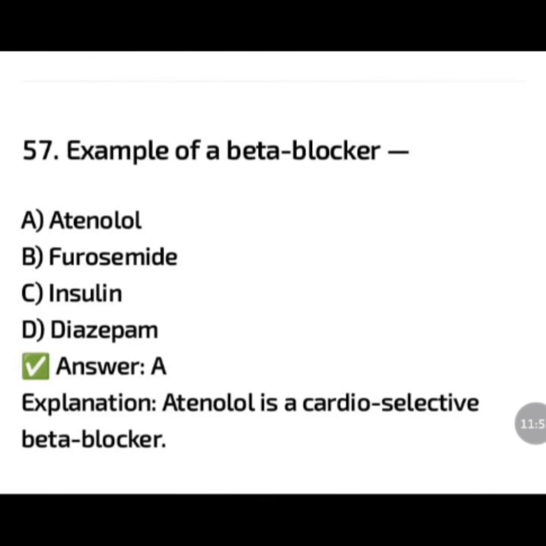An example of a beta blocker: atenolol, furosemide, insulin, diazepam? The correct answer is option A, atenolol. Atenolol is a cardio-selective beta blocker.